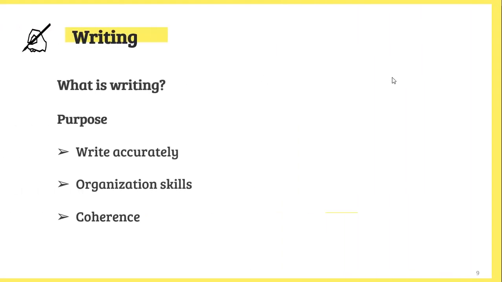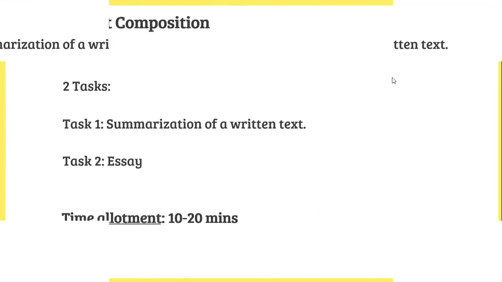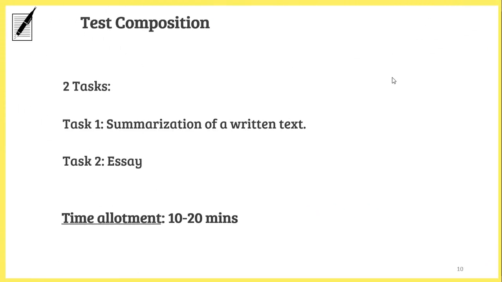Coming to writing, the purpose of the writing test is to test how accurately can you write, how well can you organize, and how coherent can you write. Coherence means relationship. How coherently can you write according to the question. The writing test consists of 2 tasks.